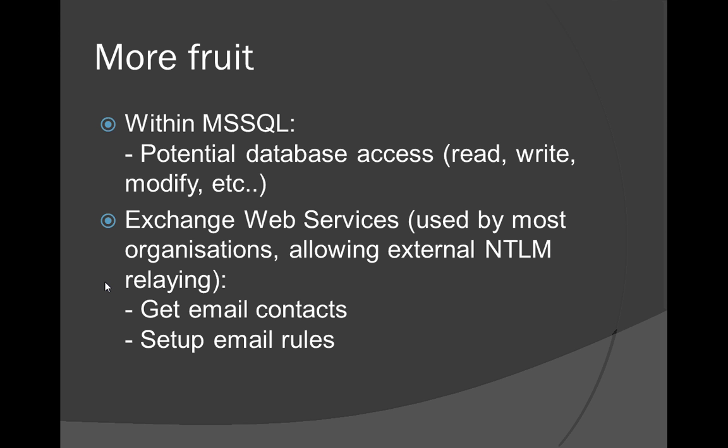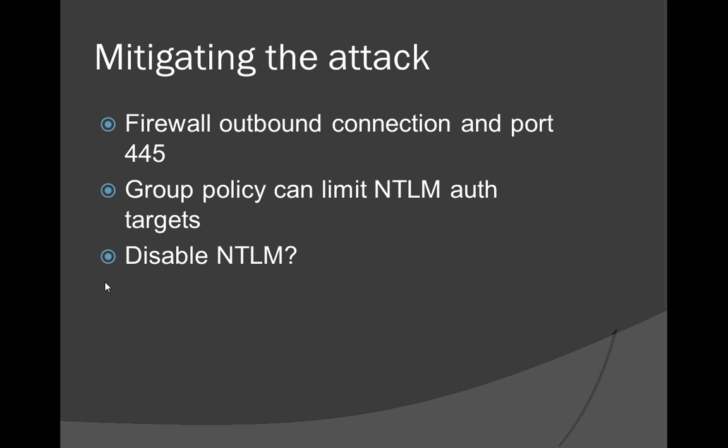One of the cool ones that he found: the ones I've listed so far, you're only able to do if you're internal to the network, unless you do something like the DNS spoofing. The Exchange web service will allow you to externally use NTLM relaying, because you can send them an email, and the Exchange will connect with the NTLM auth and get email contacts, set up email rules. You can drop their sent items or their deleted items.